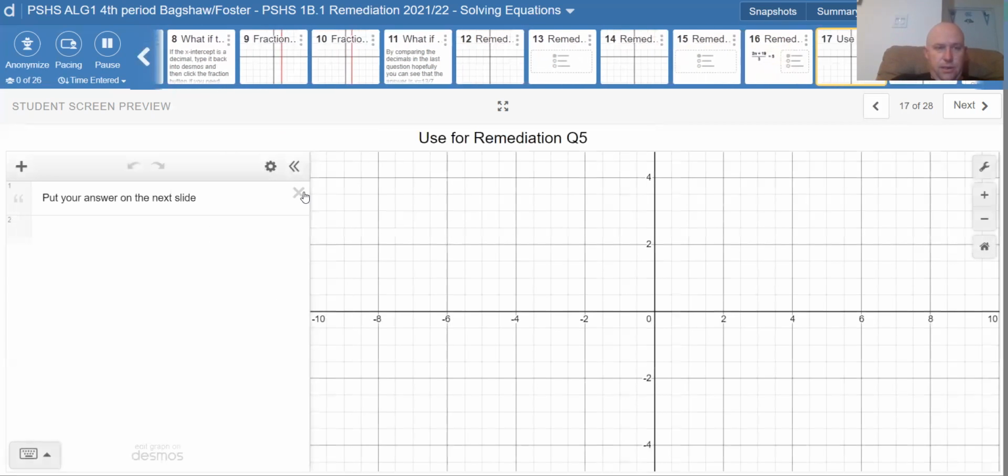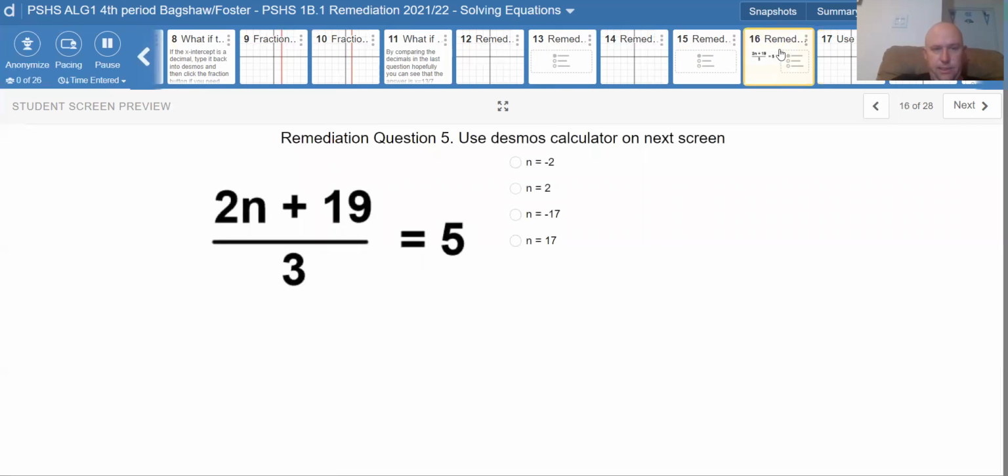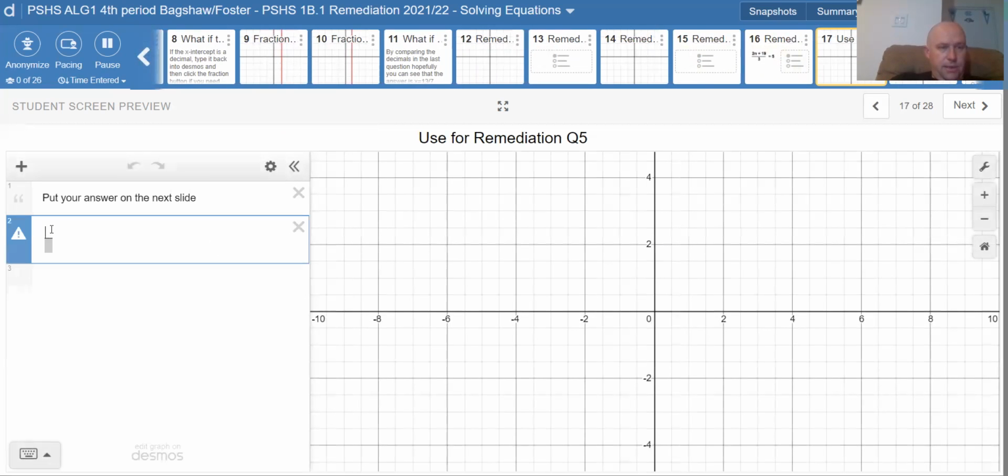Now for this one though, we're just going to go ahead and we're just going to type it straight in now. To get my fraction, I click the divide button. I click the slash button to make this a little easier. 2n plus 19. I'm going to put 2x plus 19. It was divided by 3. And the answer was equal to 5.